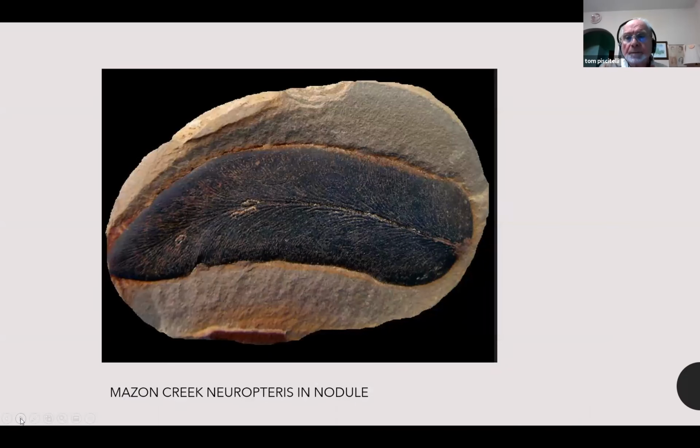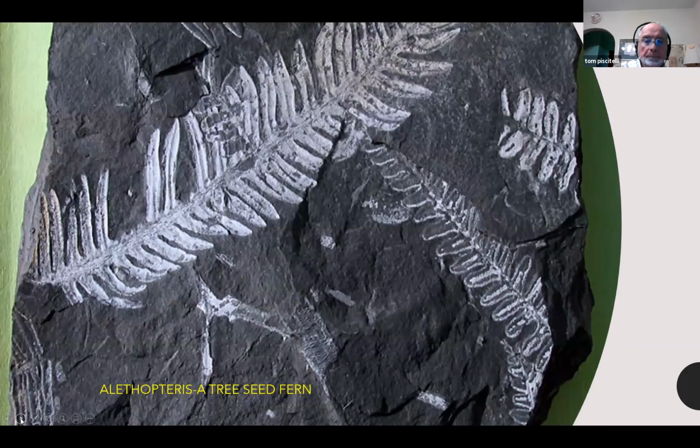The Carboniferous period is often called the Age of Ferns. Neuropterus is a common fossil in the bituminous coal areas worldwide. It is an extinct tree seed fern that may be closely related to modern cycads. It grew in swampy forests and is the most abundant fossil in the Mason Creek flora. Next slide, please.